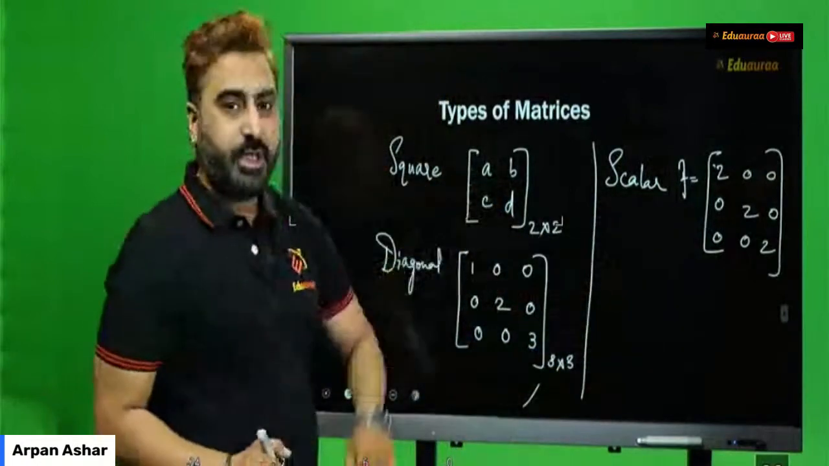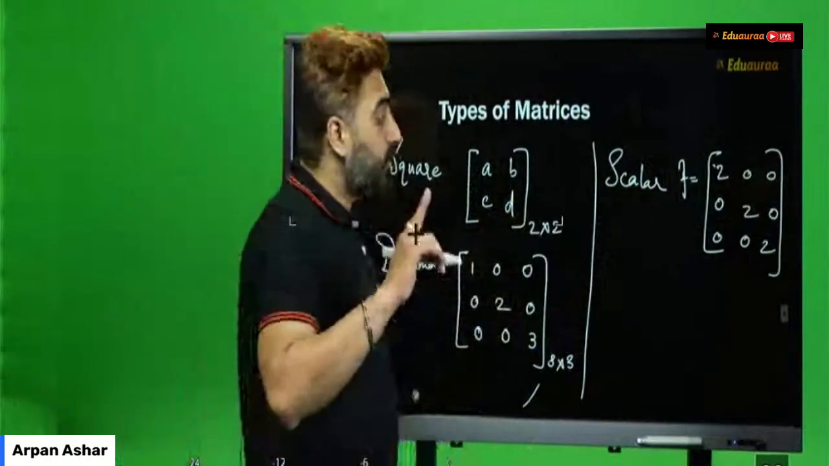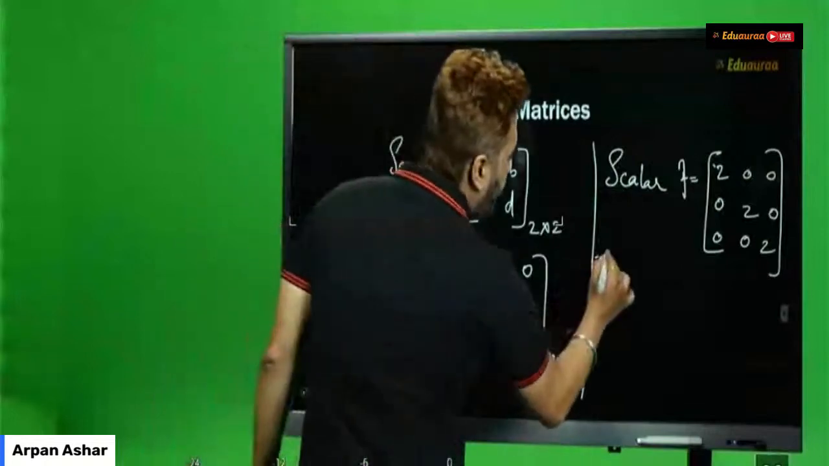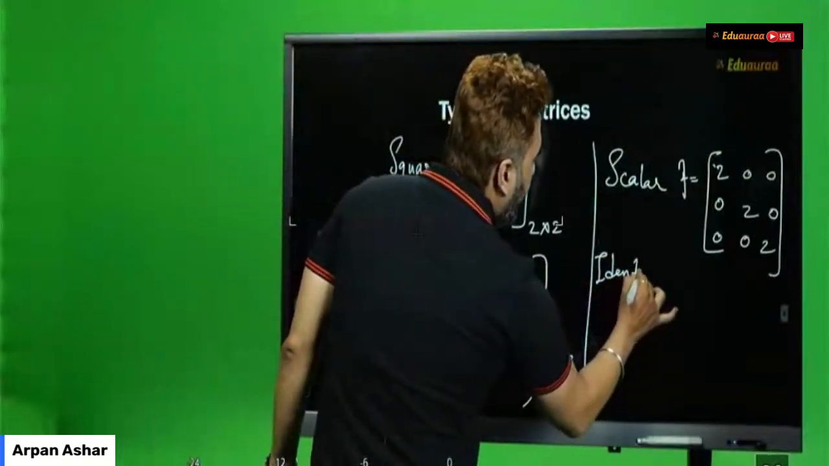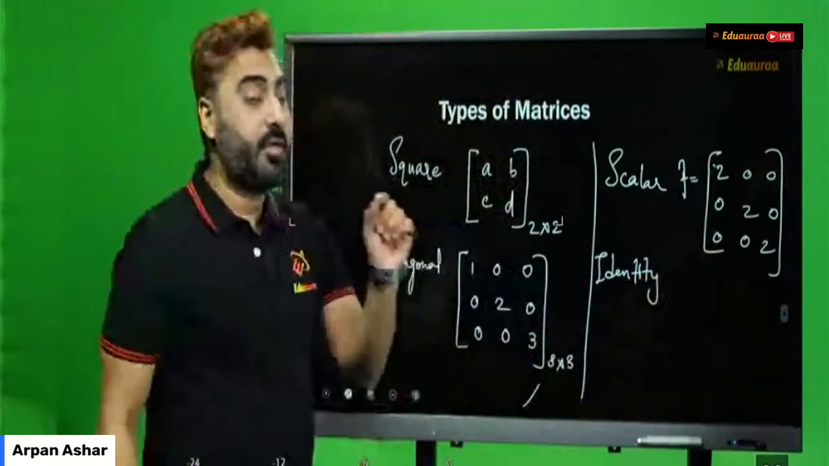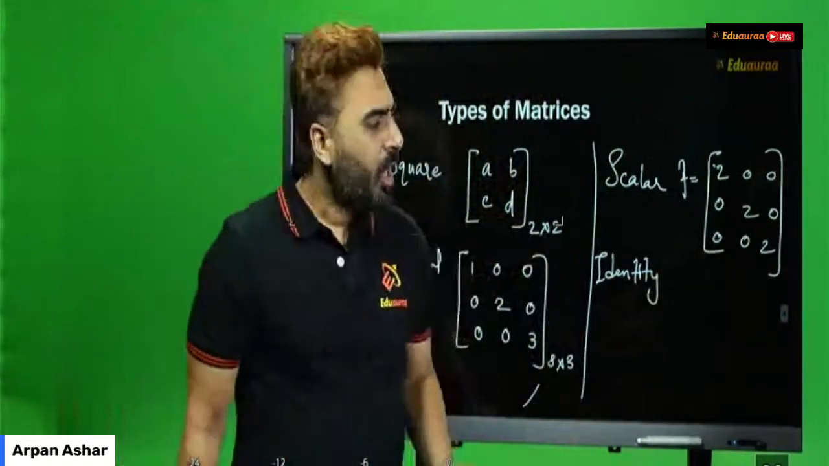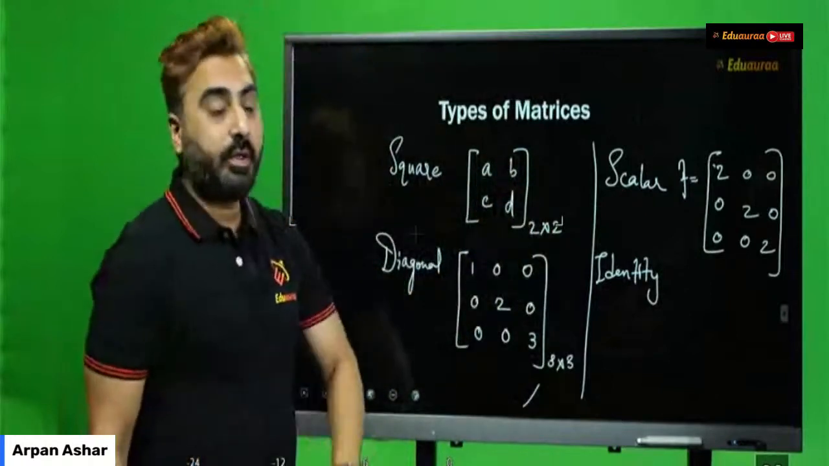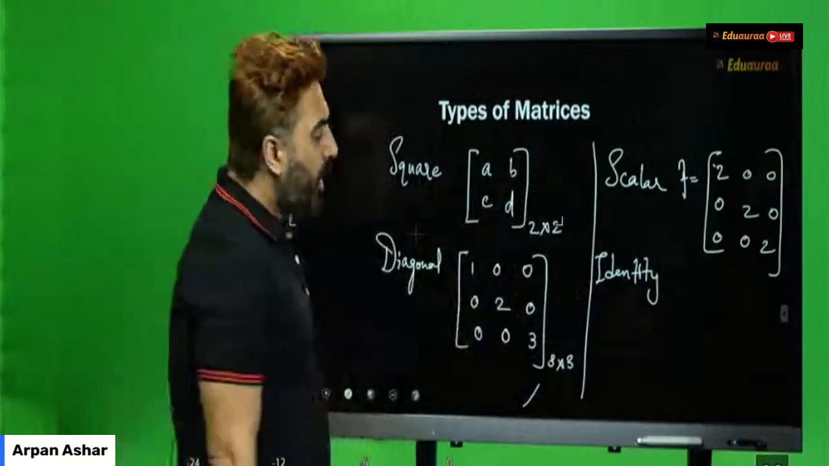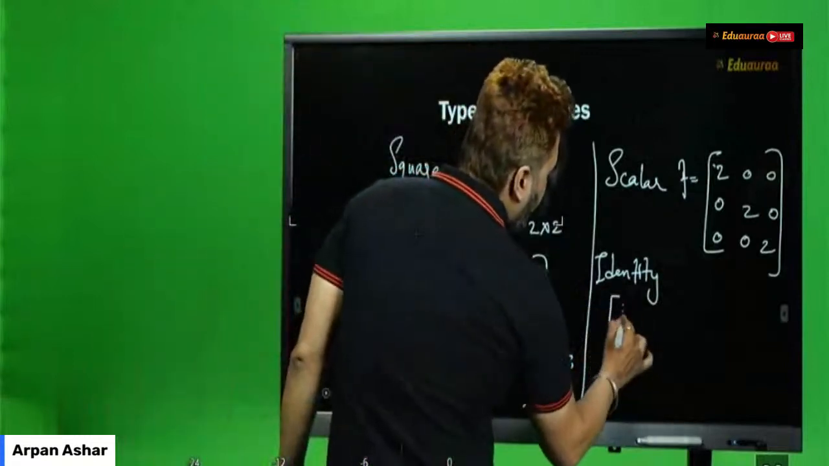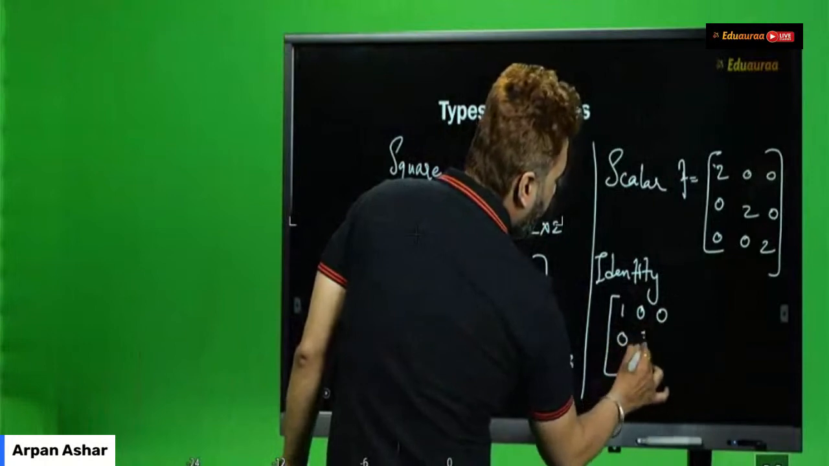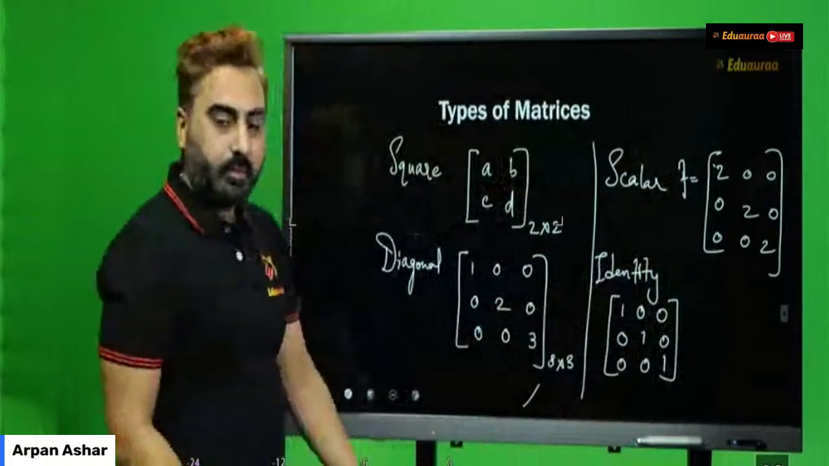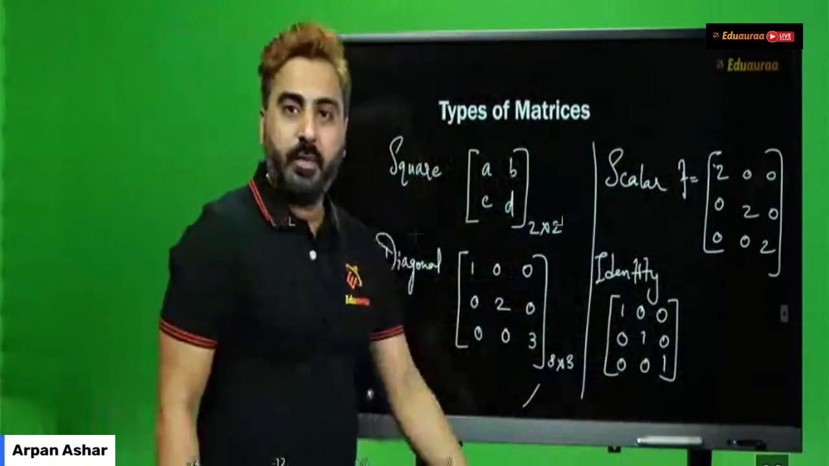Now students, after scalar matrix, there is one more matrix which is the most important matrix and the most easy matrix, which is identity matrix, or we can also say unit matrix. So students, what is identity matrix? Now again, I will write an example. You will suggest a definition. So if I write 1 0 0 0 1 0 0 0 1. Now how will you define identity matrix?